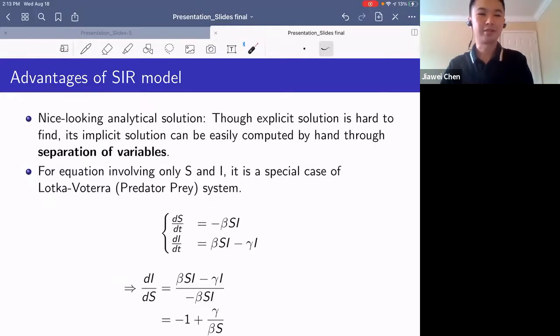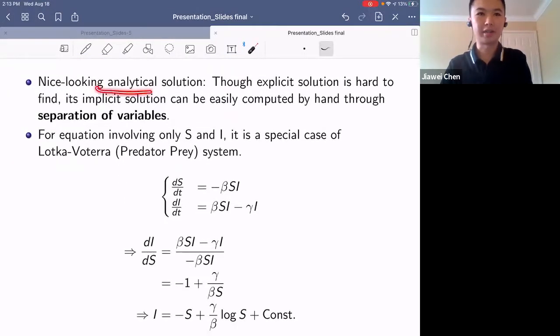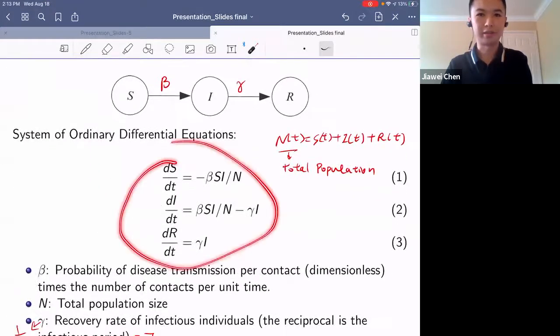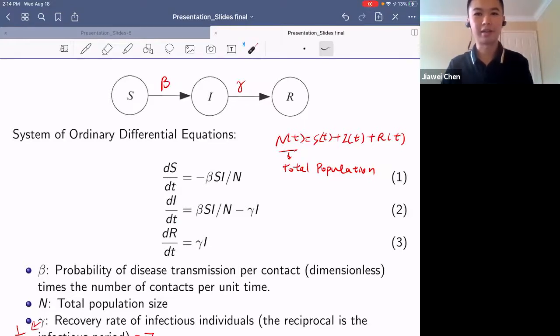Difficulty flipping the pages. So there are some advantages of SIR. First, it's simple and we can easily get an analytical solution by separating the variables. If we are just looking at the first two equations of the ODE system, we can ignore the last equation for now, because it actually does not interact with S and R. So the information is already carried in the second equation in terms of the interaction between I and R compartment. So if we are just looking at the first two equations, this is actually a special case of predator-prey model.